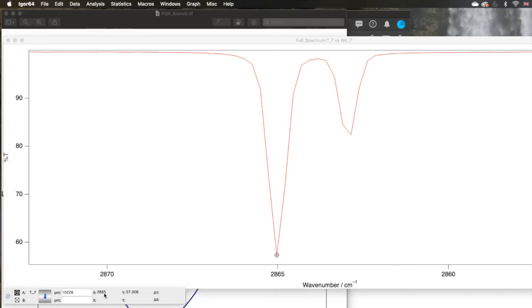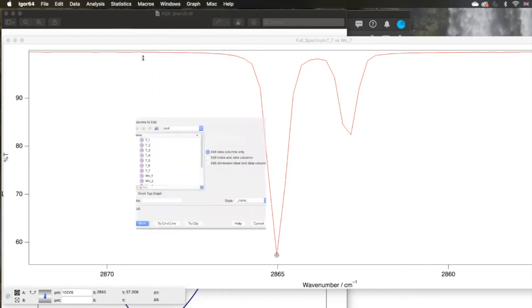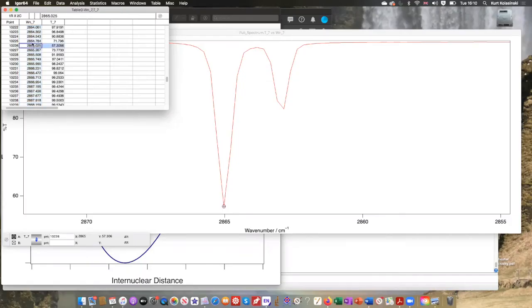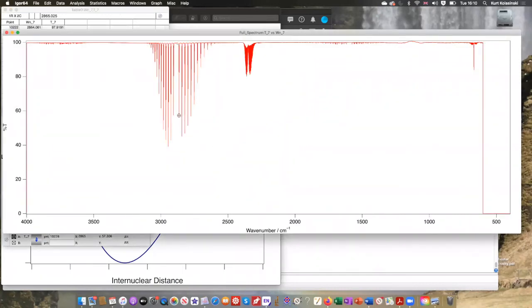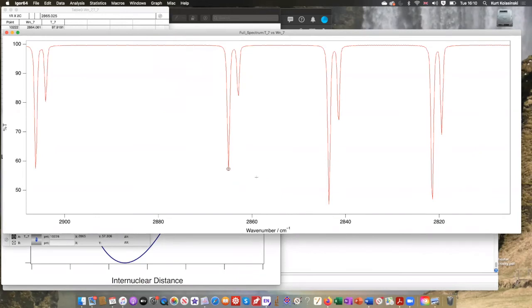Wait a second. Is that good enough? What we want to do then is actually make a table: 10226, and there is the peak wave number. All right, the peak wave number. We jot that down. And which peak is that? All right, that's the first transition in the P branch. It starts at J equals 1. Remember, P branch starts in J equals 1, and the R branch starts in J equals 0.